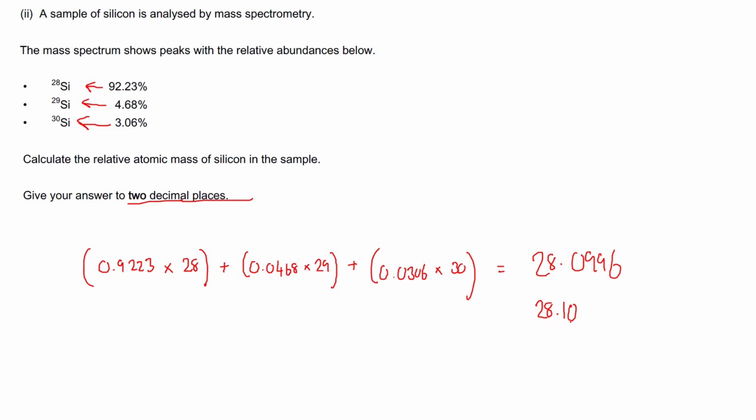Make sure you put the 0 in. It's very easily forgotten. It's deliberately done to see if you'll remember to put the 0 on. Because when you round it, you go, oh, it's just 28.1. I'll leave it like that. No, put the 0 on. It's a second decimal place.